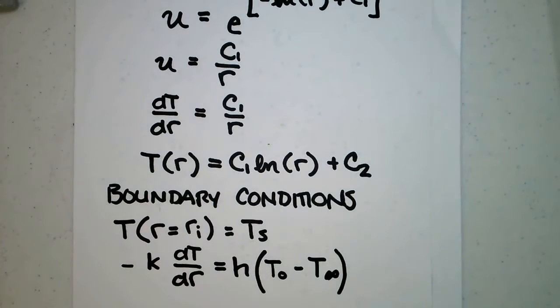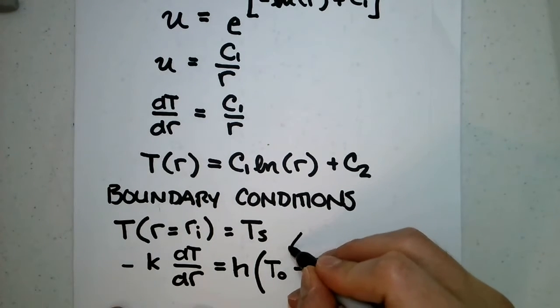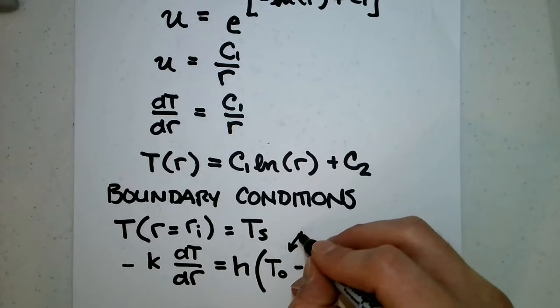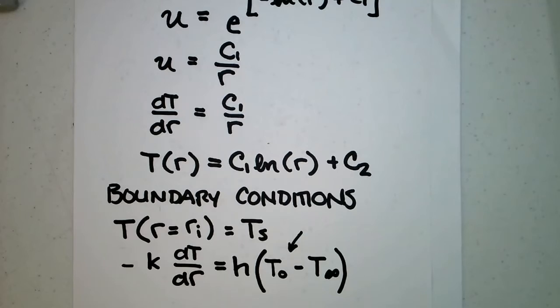So these are the two boundary conditions, but we have to be a little bit careful. This T_O should be a function of the radius. If we have a very large radius or very small radius, it will make a difference. So we'll have to be a little bit careful. That's T_O of R.